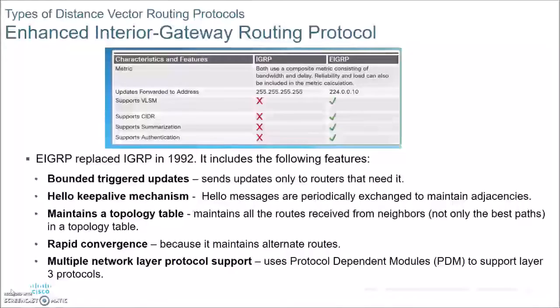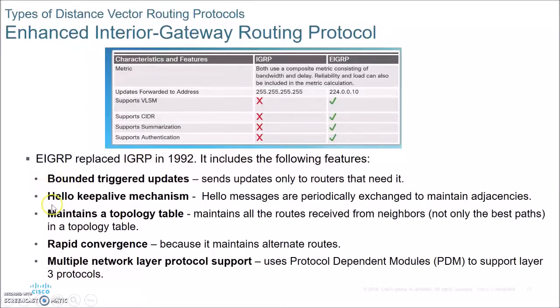EIGRP is another distance vector routing protocol. It replaces IGRP in 1992. It has a lot of features compared to RIP. Okay, one of the main features is it sends bounded and triggered updates, meaning it only sends updates to the routers that need it. Okay, bounded and triggered means only when there's a change. No change, no need to update the neighbors. So you only send the required updates only to the routers that need it.